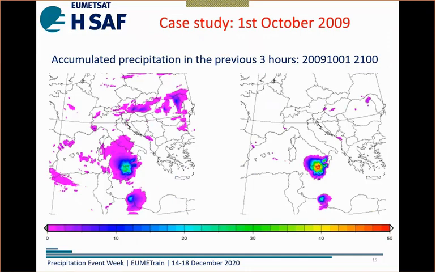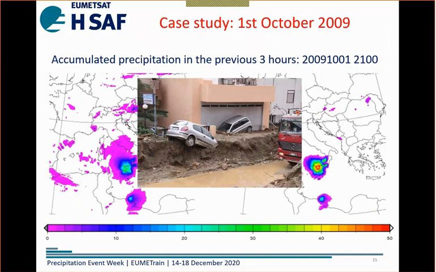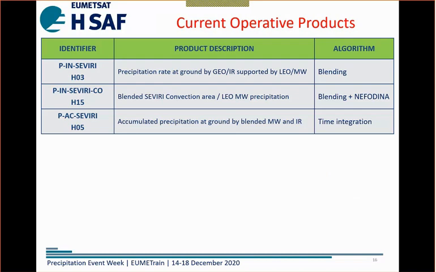Here is shown the accumulated precipitation of the previous 3 hours for a case study. On the 1st of October 2009, we had a very strong case in Giampilieri in Sicily, and as you can see, after the highlighting of precipitation with NEFODINA, the data match the reality. So better than before.